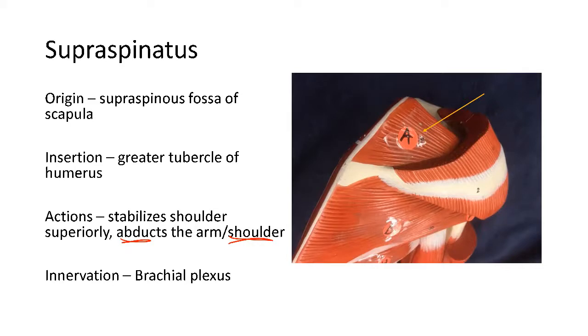Now, supraspinatus and deltoid are synergists because deltoid abducts. Supraspinatus is what we call the initiator of the motion. It starts the motion, and then deltoid gives it the power. If somebody has a torn rotator cuff, where supraspinatus is the muscle torn, they won't be able to abduct very well because they can't start the motion. And the innervation is simply the brachial plexus.